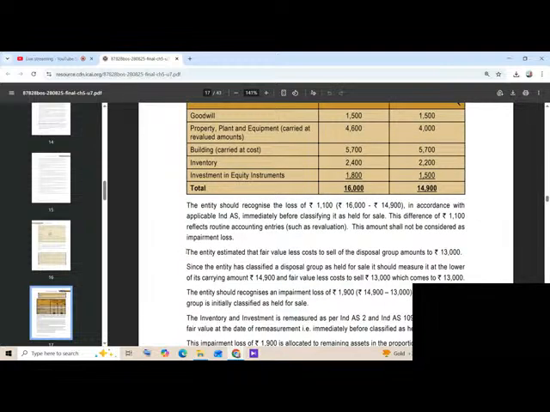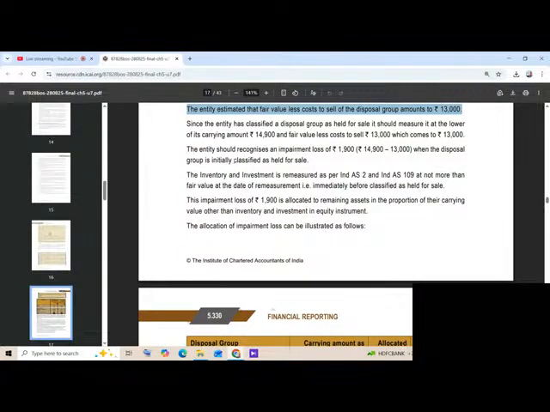Okay. The entity estimated that fair value less cost to sell of the disposal group amounts to 13,000. Since the entity has classified a disposal group as held for sale, it should be measured at the lower of its carrying value and fair value less cost to sell, which comes to 13,000. Entity should recognize impairment loss of 1900 when the disposal group is finally classified as held for sale.